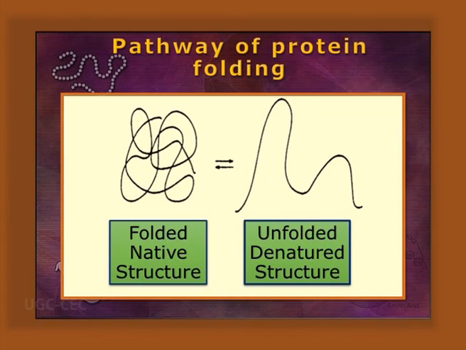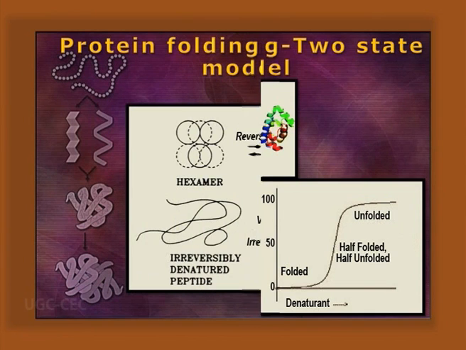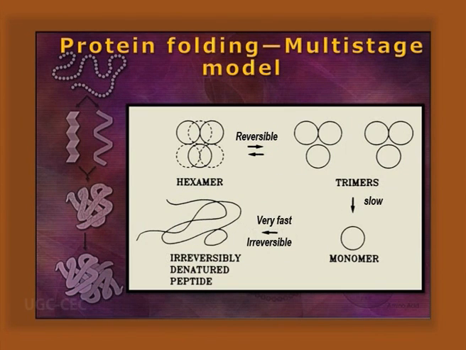Either this particular protein can be folded in the two-state model or the multi-stage model, from the folded to the unfolded structure. In the two-state model, we can follow a sharp transition within a single relaxation time, and it is a temperature-dependent process. In the multi-stage model, we can follow that there are different types of interactions.